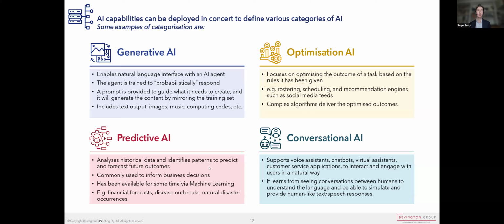Predictive AI, so you can predict and forecast future outcomes. This has been available for some time in machine learning, we should say. So it could be financial forecasts, disease outbreaks, natural disaster occurrences, and certainly different algorithms were used during the pandemic and are used for disease prediction. And conversational AI, chatbots, assistants. And I know I've often said that chatbots are often very poor, and it is actually difficult to deploy AI chatbots because of the complexity often of what's required, but they will develop and they will emerge.